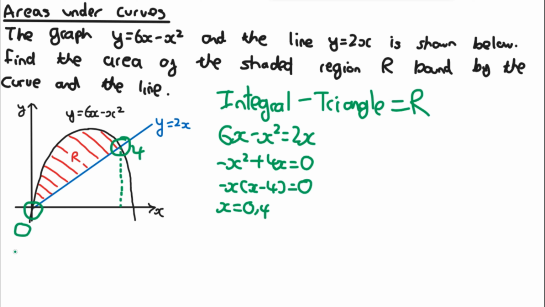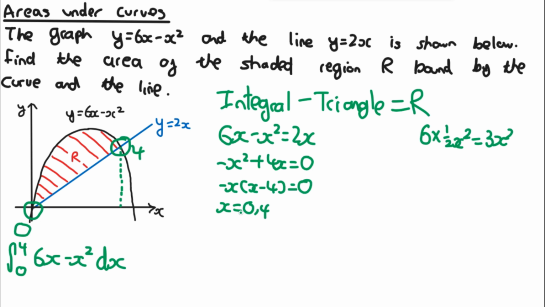Okay, so therefore the integral is going to be between 0 and 4, and it's going to be of 6x minus x squared, the curve dx. And then we integrate individually. So 6x is going to be 6 times half x squared, which is equal to 3x squared.